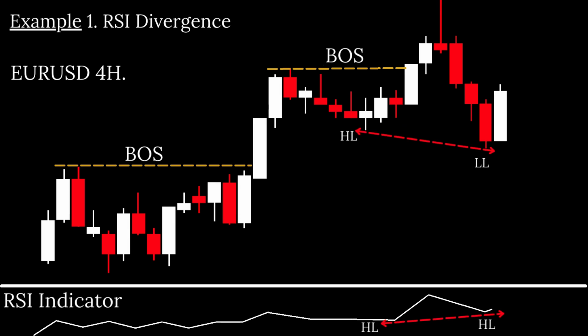But here's the key. While price made a lower low, the RSI indicator formed a higher low. That's bullish divergence. It indicates that the breakout lacked real momentum. This confluence makes the turtle soup setup significantly more reliable.